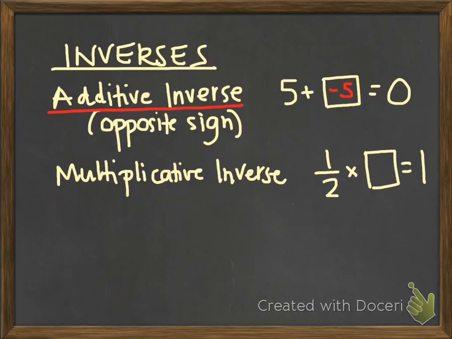Okay, multiplicative inverse is timesing. You have a number times a number equals 1. So if we have 1/2, to make it equal 1, we multiply by 2 over 1. Because 1/2 times 2 over 1 gives us 2 over 2, which is 1. So multiplicative inverse is also known as the reciprocal.